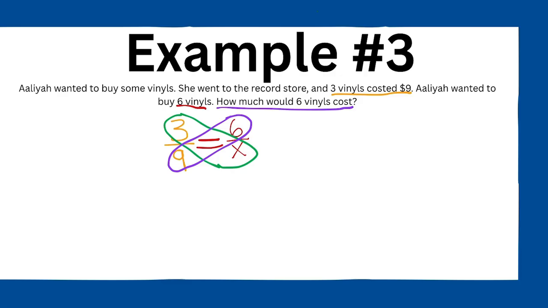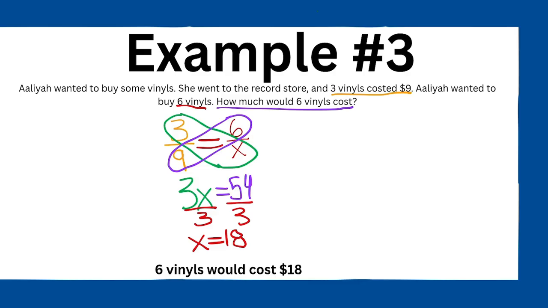Now I'm going to apply my cross multiplication. So I'm going to do 3 times X and 9 times 6. When I do that, I get 3X equals 54. Now I'm going to want to isolate that X. To do that, I do 3X divided by 3 and 54 divided by 3. And when I do that, I get X equals 18. So that means 6 vinyls will cost $18.